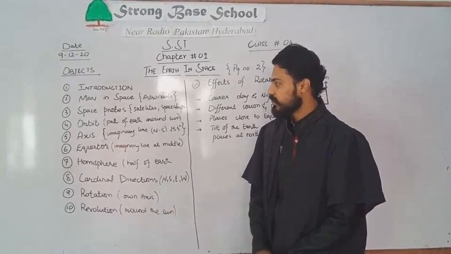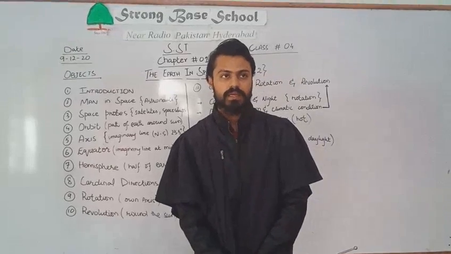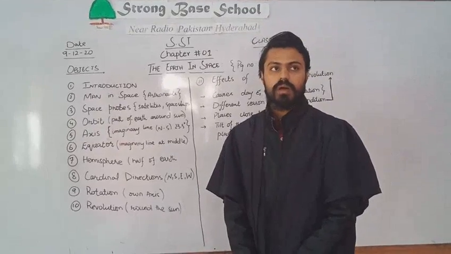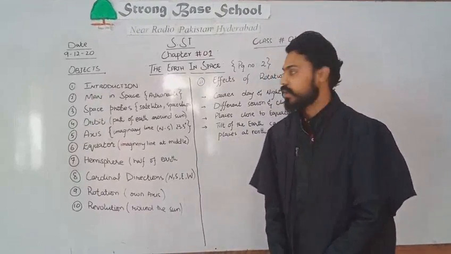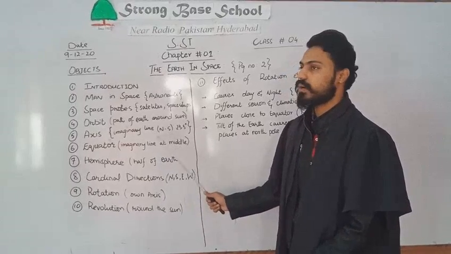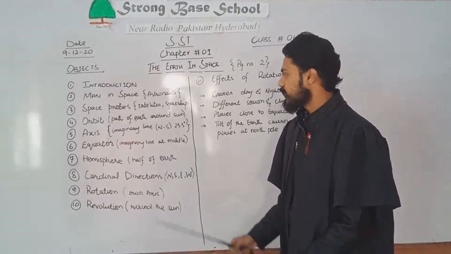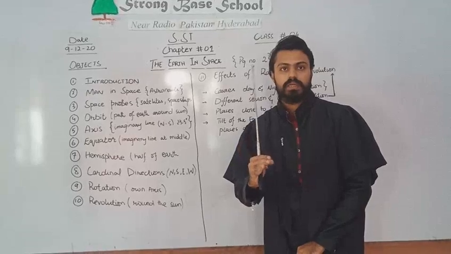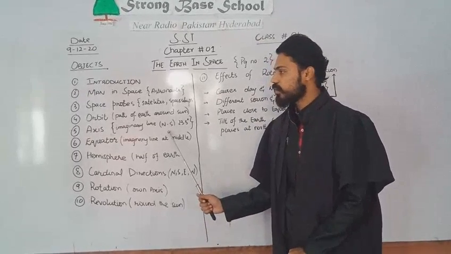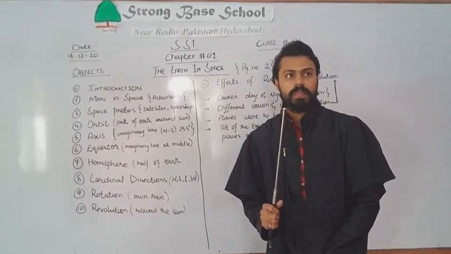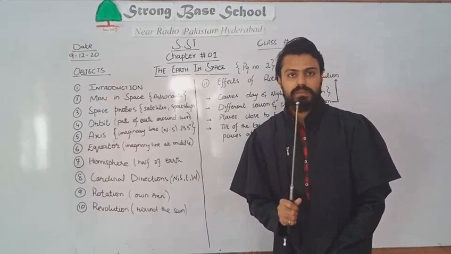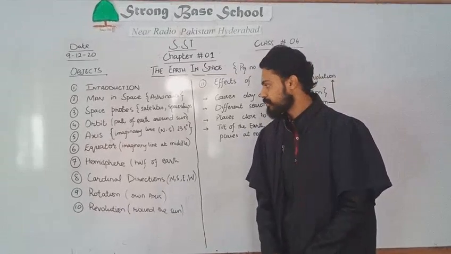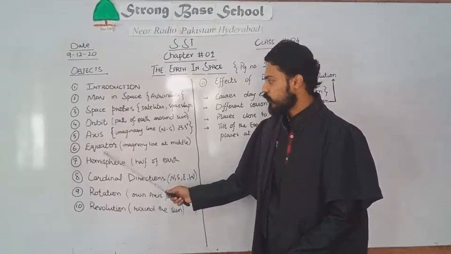The fifth point is axis. Axis is an imaginary line, okay, that runs from upward to downward or downward to upward, meaning north to south or south to north. Basically the Earth is tilted 23.5 degrees. That's why the north and south poles are not at the center of the Earth, but are somewhat tilted from that area. Okay. After that there is the equator.